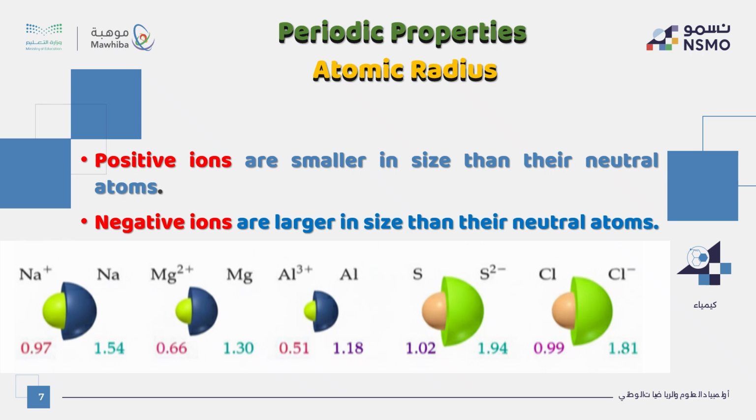For the second type of ions, negative ions or anions, negative ions or anions are larger than their neutral atoms. This happens because extra electrons are added, electron-electron repulsion increases, and the outer electron shell expands. Therefore, the ionic radius becomes larger than the atomic radius.